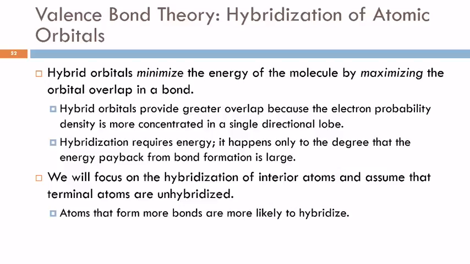What we're going to do is we're going to look at hybridization of the interior atoms, and we're going to assume that terminal atoms are unhybridized. This is not exactly true, but it's a simplification that at this level we can easily do, and it won't cause us any problems. Yes? And what do you mean by terminal atoms? A terminal atom is one that only has one bond, only bonded to one other atom. So when we draw the Lewis structures, it's the ones on the outside. If the atom is bonded to 2 or more other atoms, it's considered an interior atom. And those ones that form more bonds are more likely to hybridize.